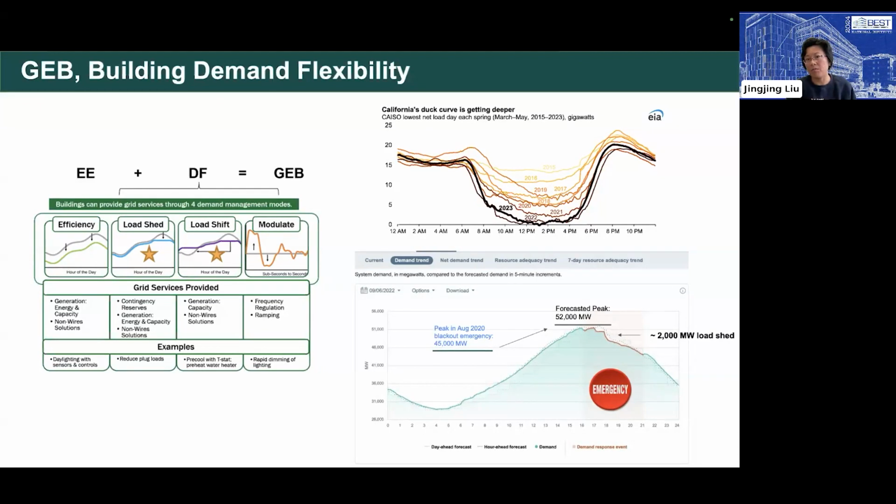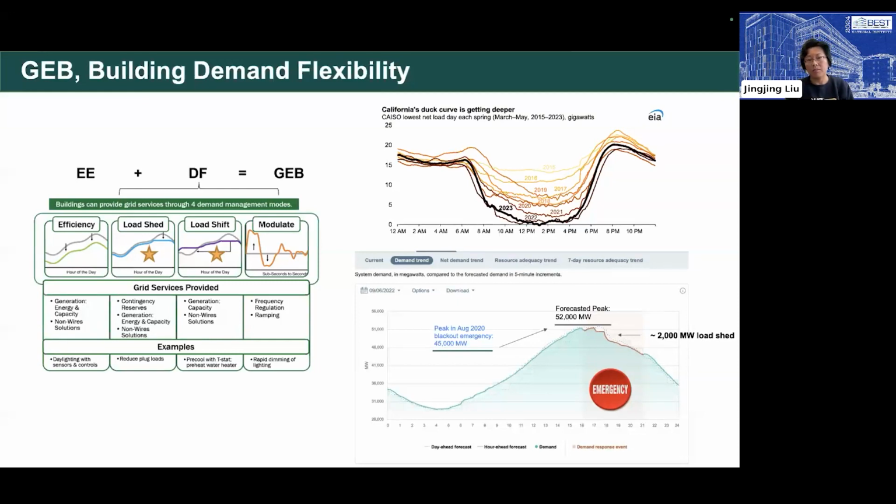I have a couple examples on the screen on the right. The duck curve issue in California is pretty well known. Using load flexibility, we can move a lot of loads from the evening hours to mid of the day to soak up the solar generation and help decarbonize the grid and also improve reliability.